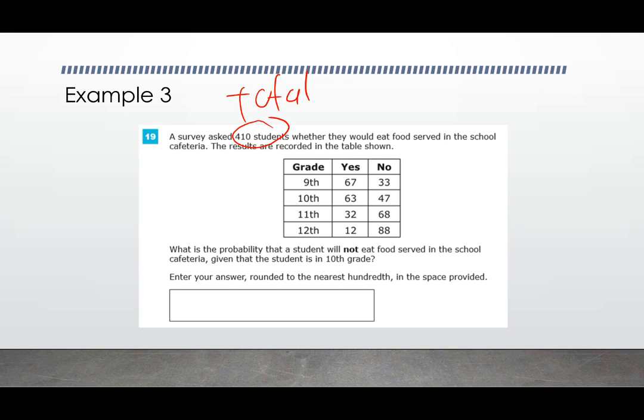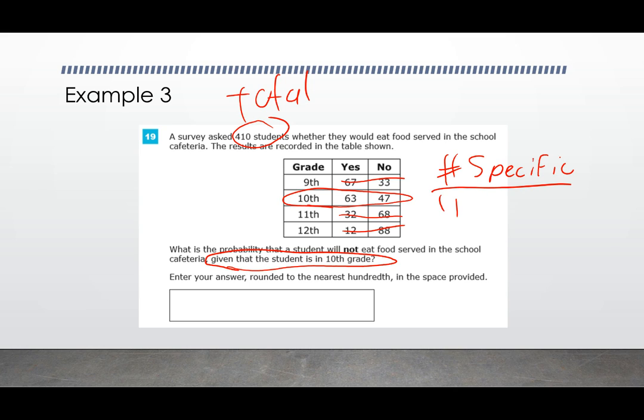So this is kind of tricky because, yes, there are 410 students in total, but it's telling us, what if we chose a 10th grade student? And it's specifically just a 10th grade student. Then all the other bits of information here are irrelevant. So we're only focusing our attention on the 10th grade. So the same applies, though. The number specific divided by the number total. But the number total is not 410 because I'm not looking at all the grade levels. I'm only looking at 10th graders.